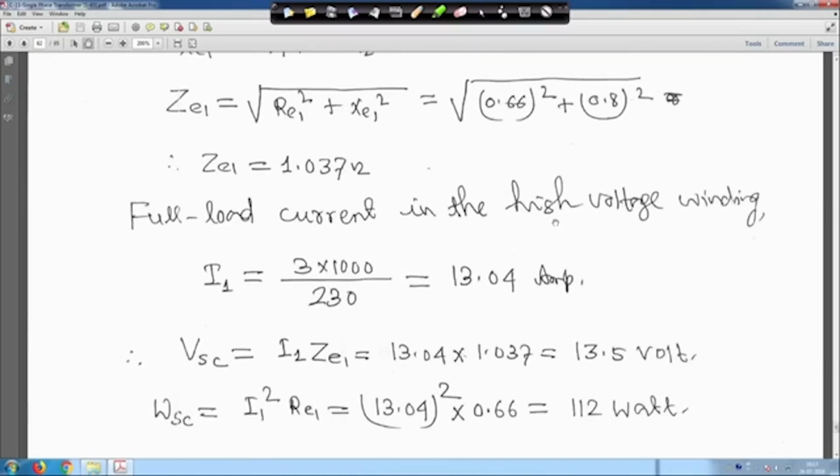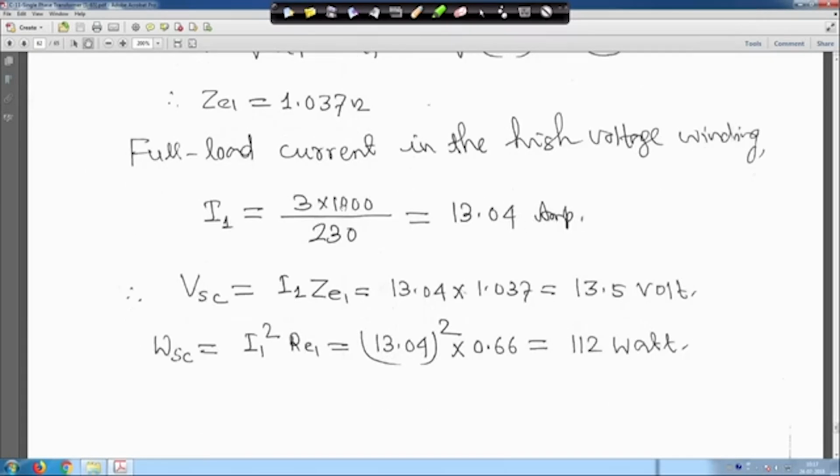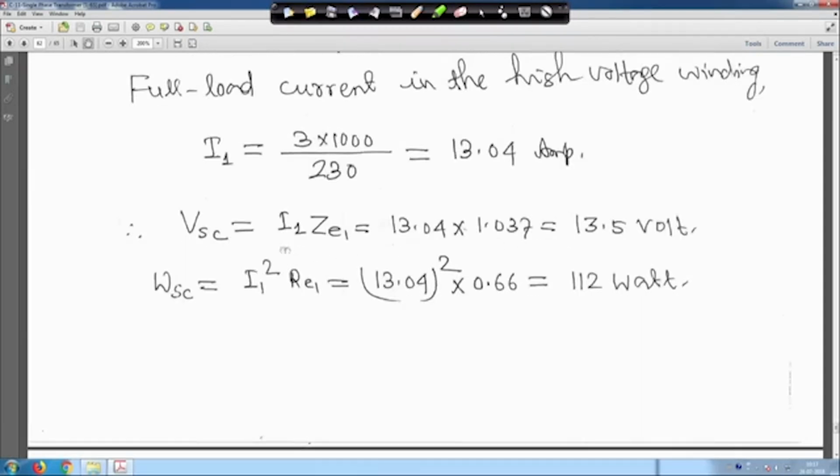Full load current in the high voltage winding, it is a 3 kVA transformer. So, I1 is equal to 3 into 1000 by 230, which is 13.04 ampere. Now, VSC, the voltage under short circuit condition, is I1 into ZE1; you will get 13.5 volt, because the short circuit test requires very low voltage, right.